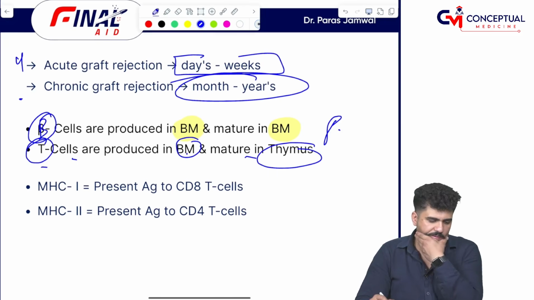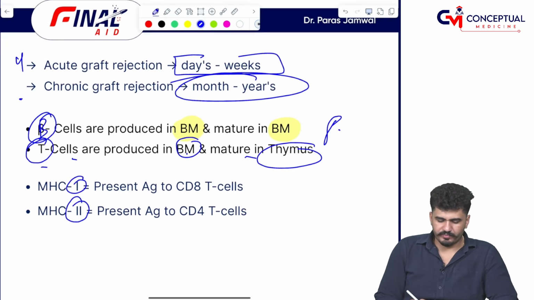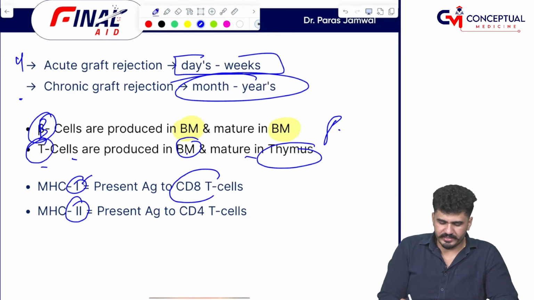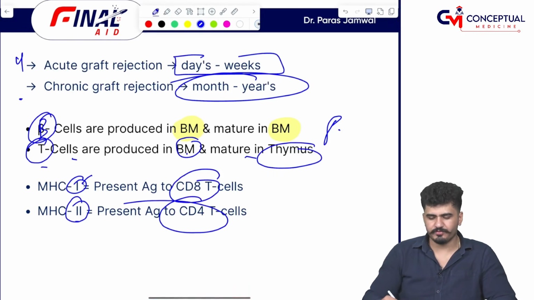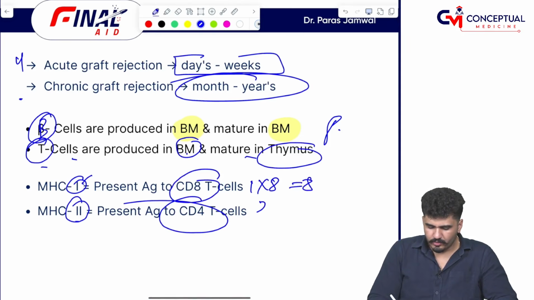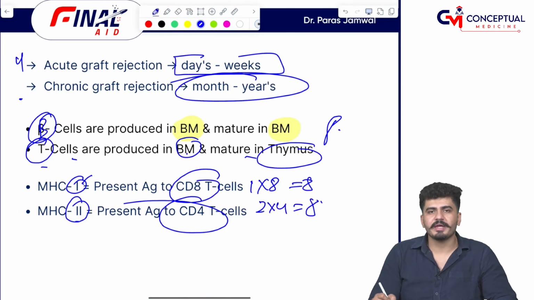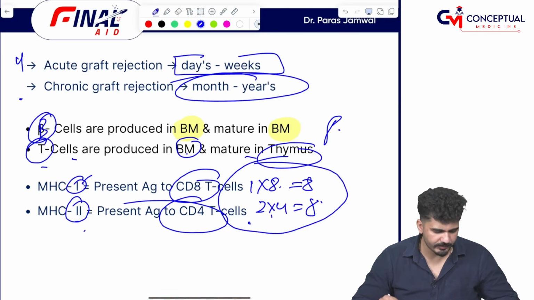Another previous year question. MHC1 and MHC2, where are they present? MHC1 is present at CD8, MHC2 is present at CD4. So you will see 1 into 8 is 8, 2 into 4 is 8. Total should be 8. If it is MHC1, it should be CD8. If it is MHC2, it should be CD4. Then it is making in total 8, my dear friends.